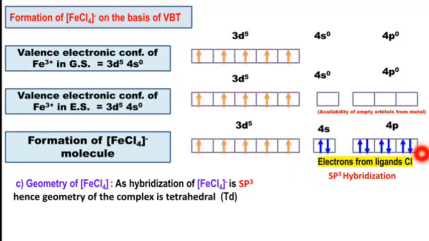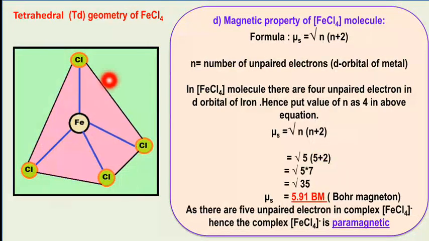Now you can see that the 4s and 4p orbitals are completely filled by 8 electrons, and the 4s orbital and 3 4p orbitals are utilized for bonding. So hence the hybridization for this complex is sp3. Whenever the hybridization is sp3, the molecular geometry is tetrahedral. So that is the important point.